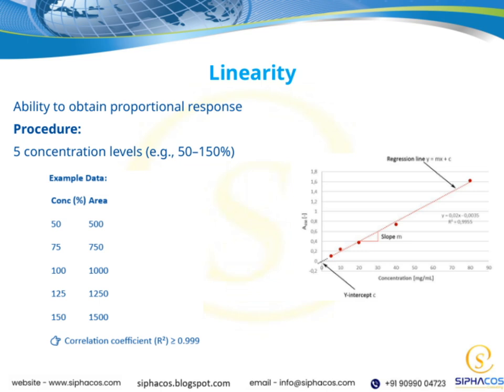This is important because it ensures that our measurements are reliable across the range we're interested in. When we establish linearity, we're confirming that our assay can accurately reflect changes in concentration, which is essential for precise quantification. So, understanding and verifying linearity helps us trust that our results are proportional and valid throughout the entire analytical range.